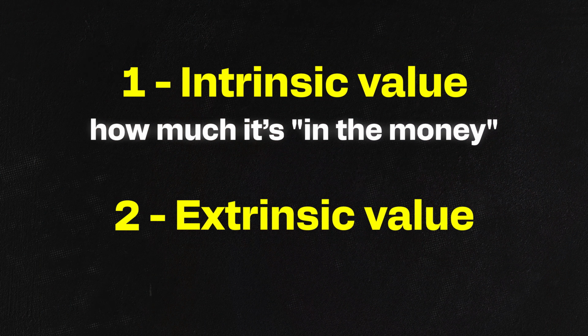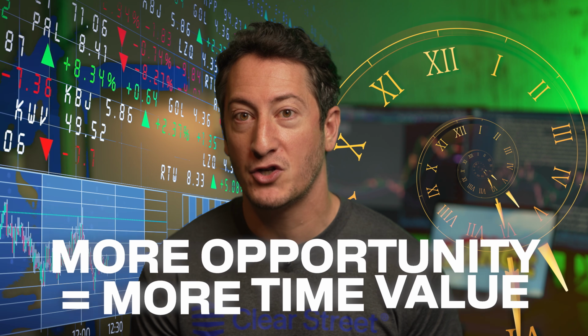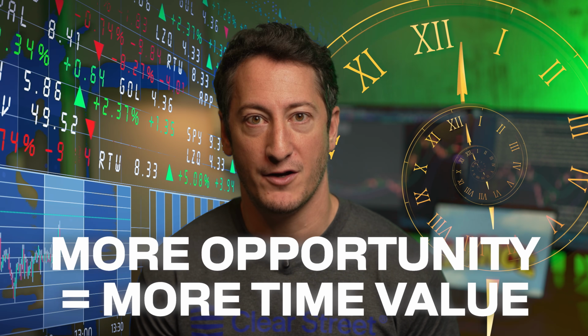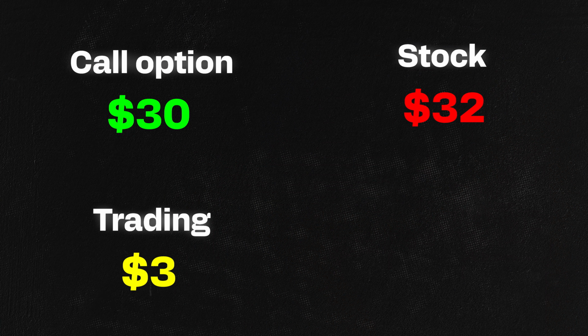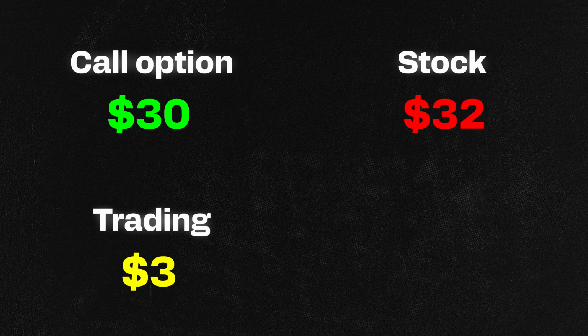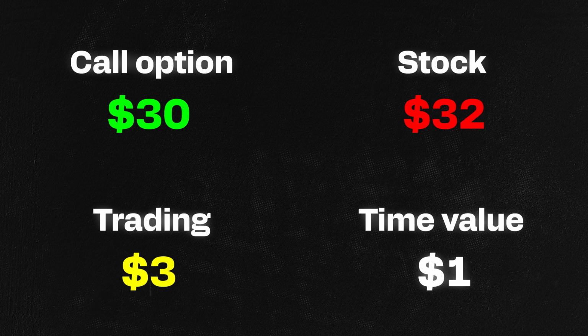The other component is extrinsic value, often called time value. Time value is the amount you're paying for the possibility that the stock could move before expiration. The more time there is, the more opportunity there is for movement, and more opportunity means more time value. If that $30 call option is trading for $3 and the stock is at $32, that means you are buying $1 worth of time value.